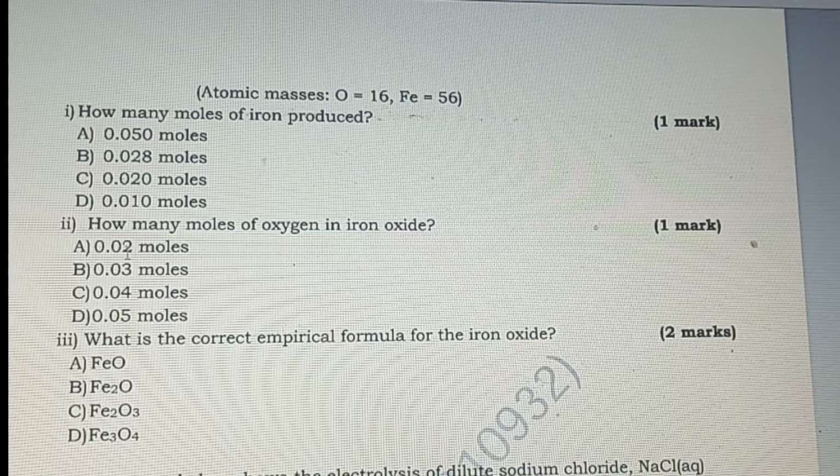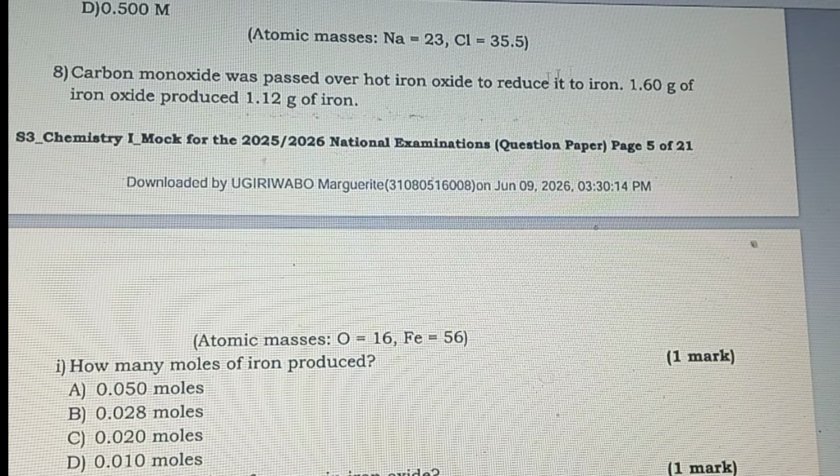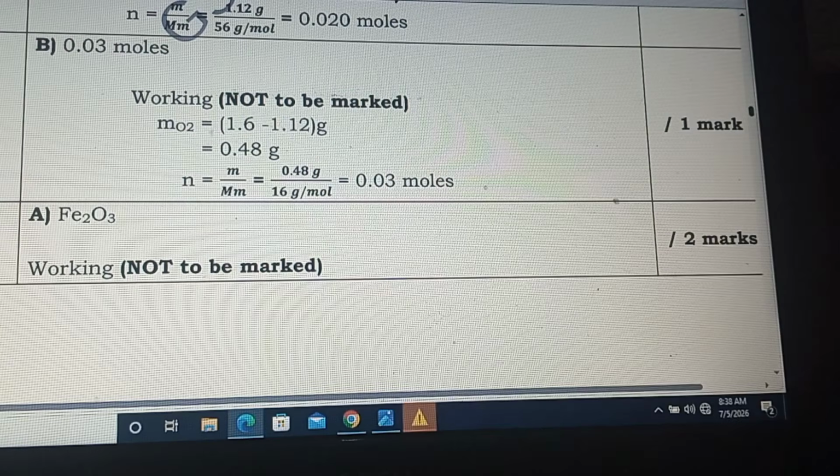Next, part 2. How many moles of oxygen are in the iron oxide? You see, we have the mass of iron oxide, and we have the mass of iron. You can get the mass of oxygen. You can take the mass of iron oxide minus the mass of iron. As you see in the calculation here, this is the mass of iron oxide, minus 1.12 as the mass of iron. You get 0.48. This is the mass of oxygen.